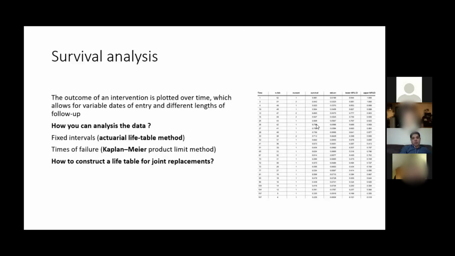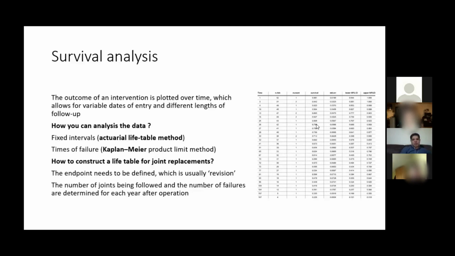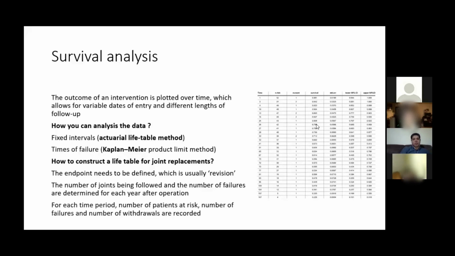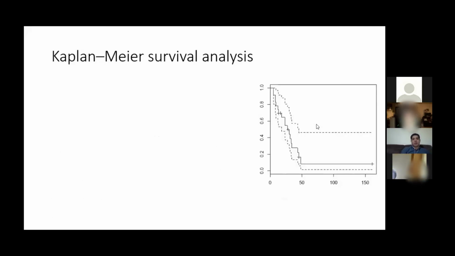Okay, so how do you construct a life table for joint replacements? The endpoint should be defined, and the number of joints being followed and the number of failures determined for each year after operation should be mentioned as well. For each time period, mention the number lost to follow-up, the number of complications and failures. Another way is Kaplan-Meier survival analysis. They will put it in front of you and ask what it is. I usually start with the X and Y.